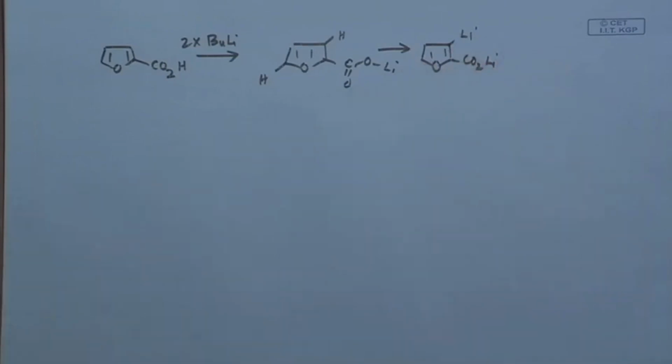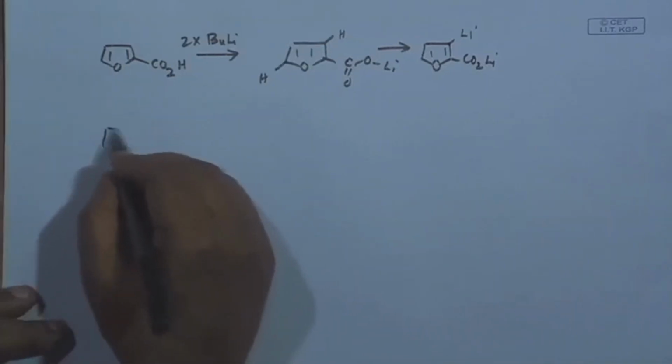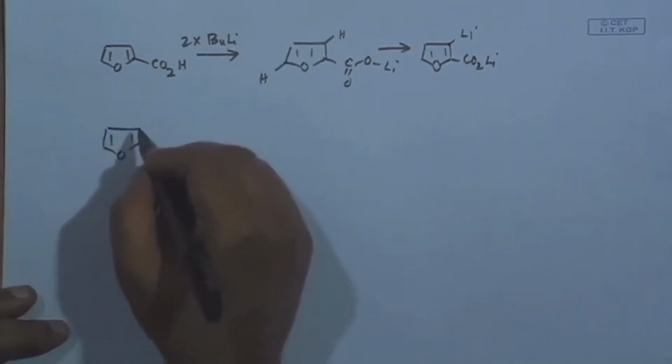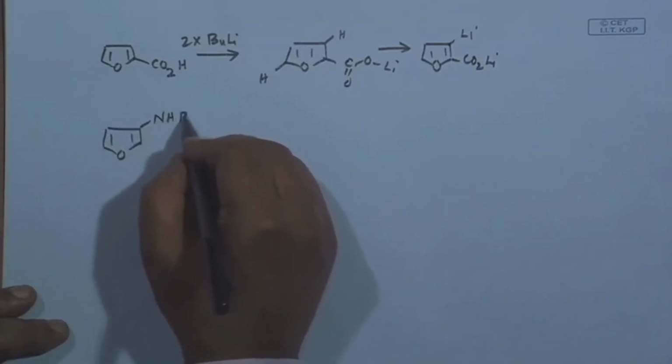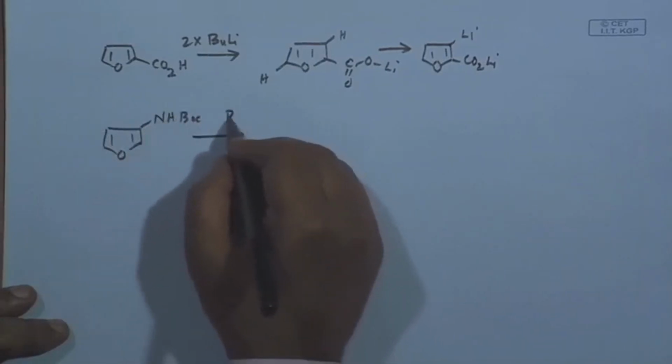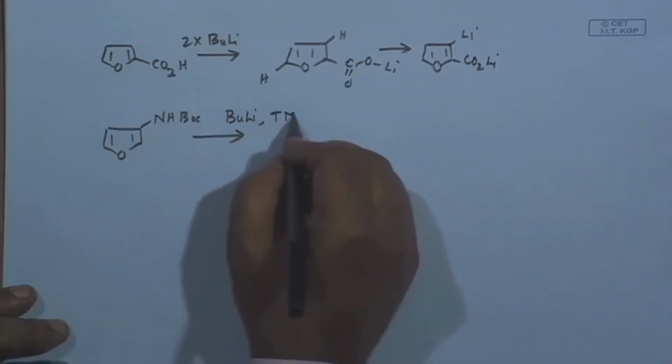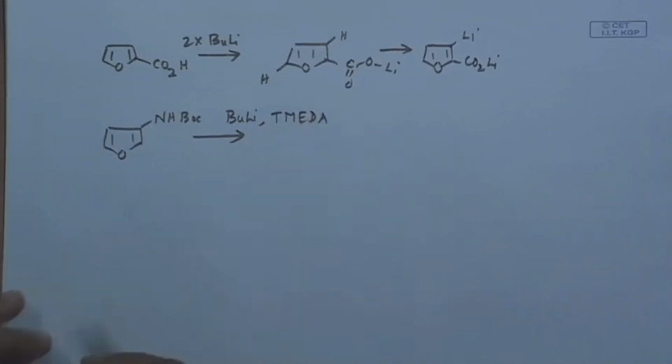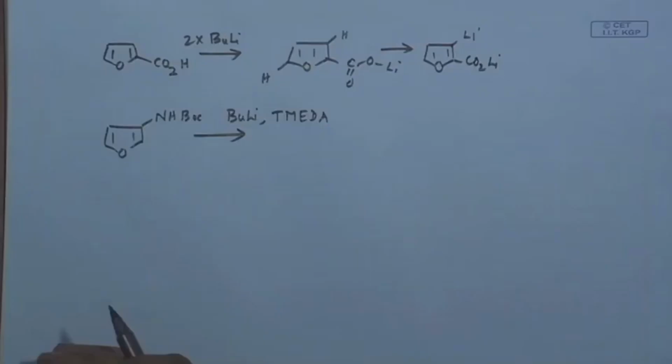Okay. Similarly, let us just take a very similar example. So, you have NH and BOC now. The conditions again are butyl lithium and TMEDA. So, what do you expect? What is the expectation? That means, when I say what is the expectation, you have to find out the position, 2 or 3, and which one.